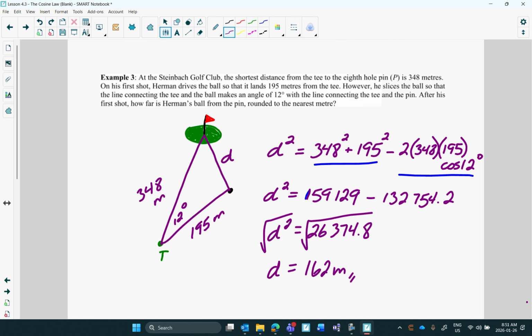I don't know if there's a tangent law or not, but we're not going to be doing it anyway, so just sine and cosine law. Okay.